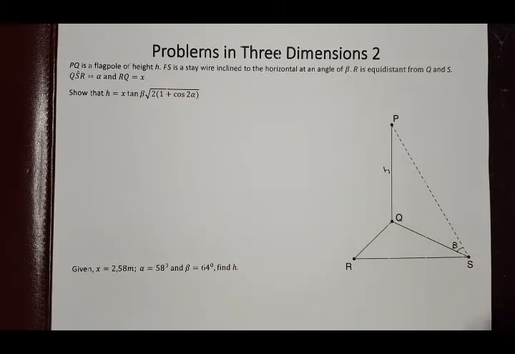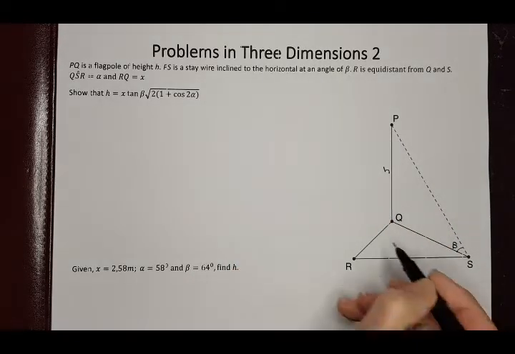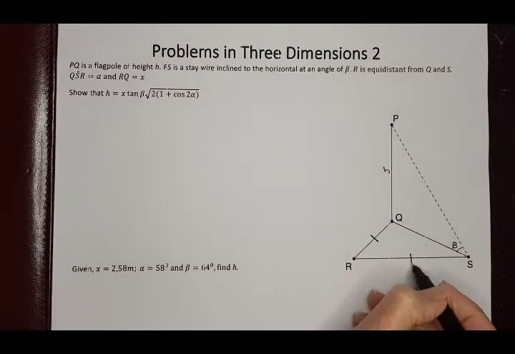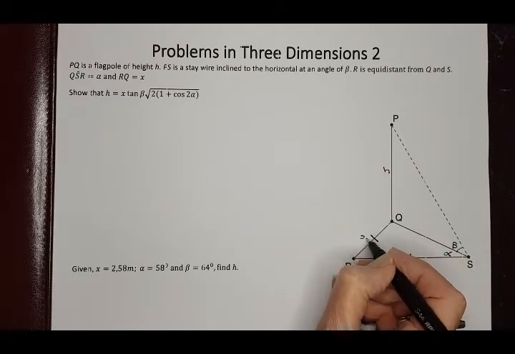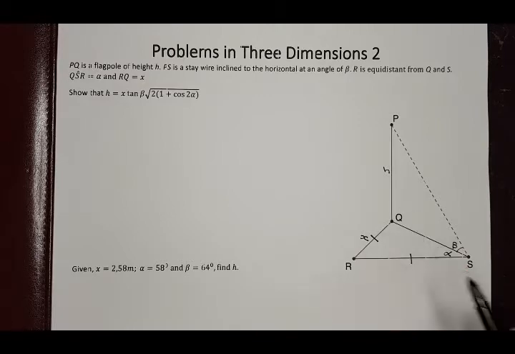R is equidistant from Q and S. That means that those two are equal to each other. We are told that angle QSR is equal to alpha, and we are told that RQ is equal to x. And clearly if RQ is equal to x, so is RS. So we read our story and you have to take the information and put it on your picture.